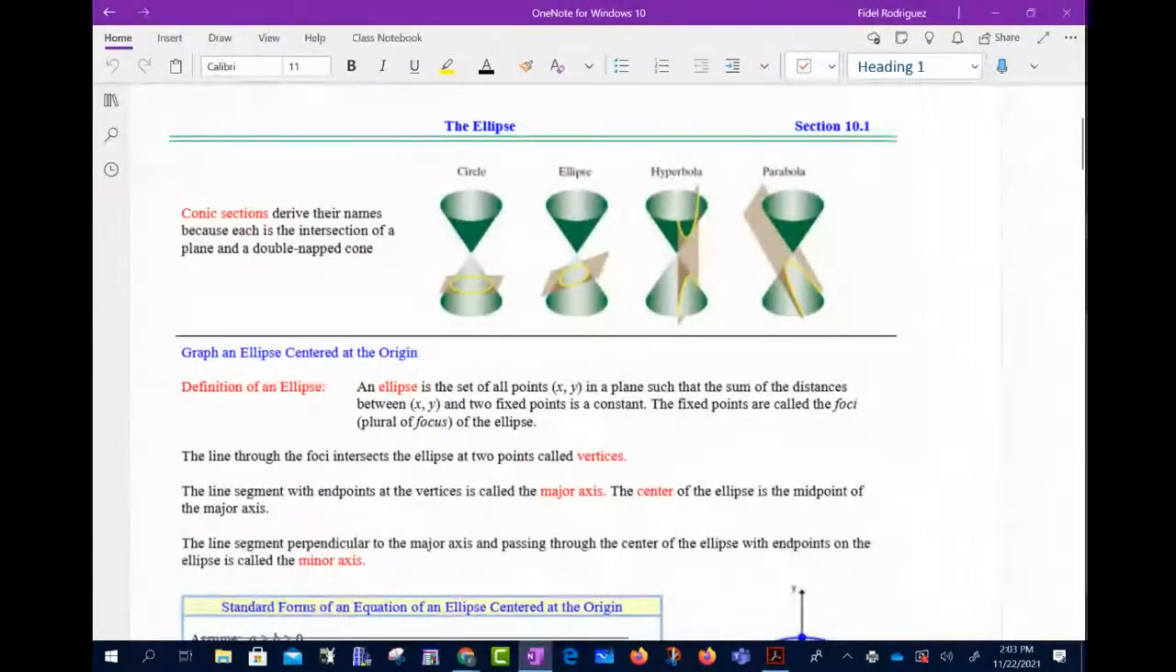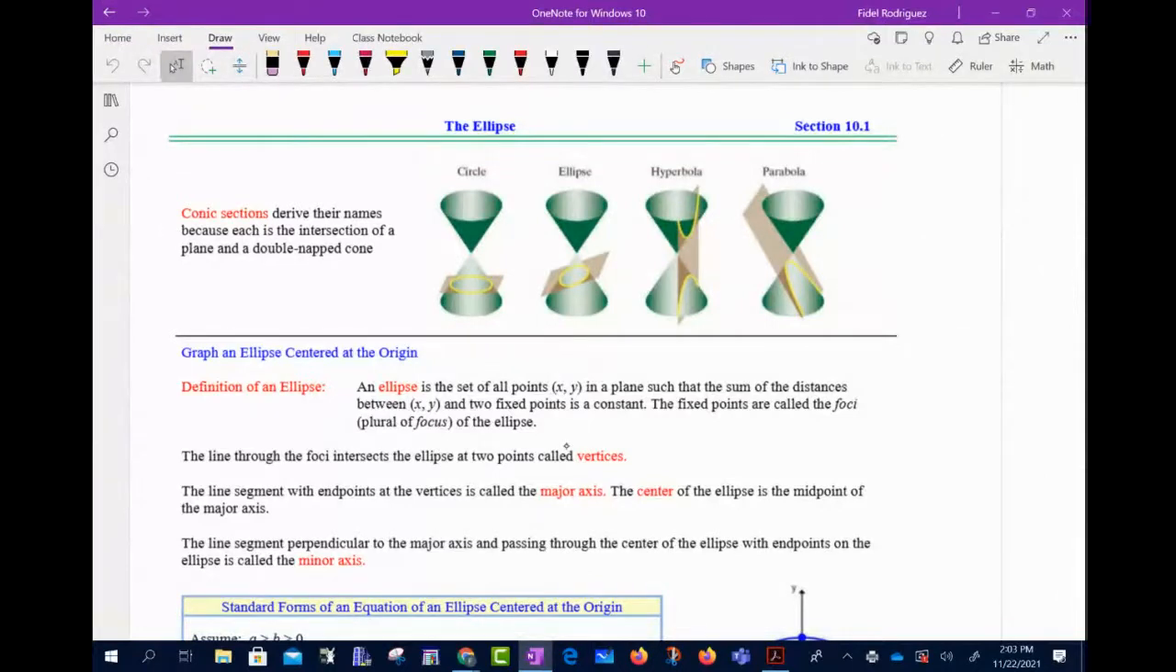What chapter 10 talks about are these things called conic sections. Conic sections derive their names because each is the intersection of a plane and a double-napped cone, okay? You can see here's the circle. A lot of times they call these cross sections, right? There's the ellipse. You can see that takes it at an angle. We have hyperbolas and parabolas, okay?